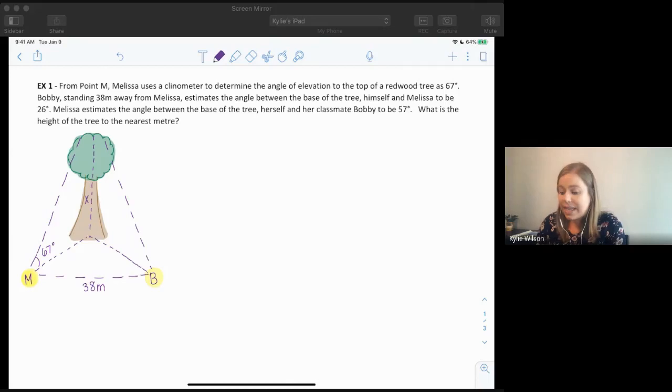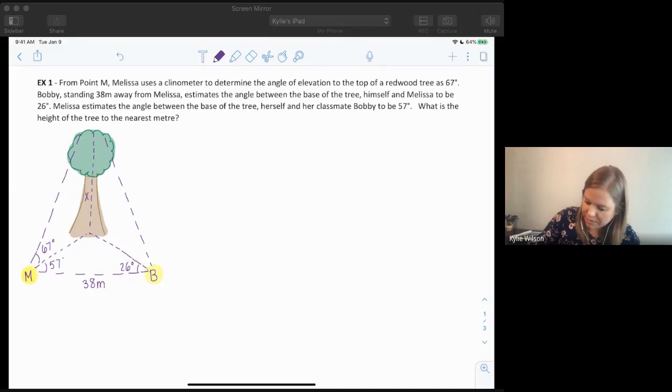He now estimates that the angle between the base of the tree, himself, and Melissa to be 26 degrees. So he figures out that this angle is 26 degrees. So the wording here is a little challenging. So the angle that connects Melissa and the base of the tree and him in the middle is 26 degrees. Melissa estimates that the angle between the base of the tree, herself, and her classmate Bobby is to be 57 degrees. Here, 57 degrees. Like that. What is the height of the tree to the nearest meter?